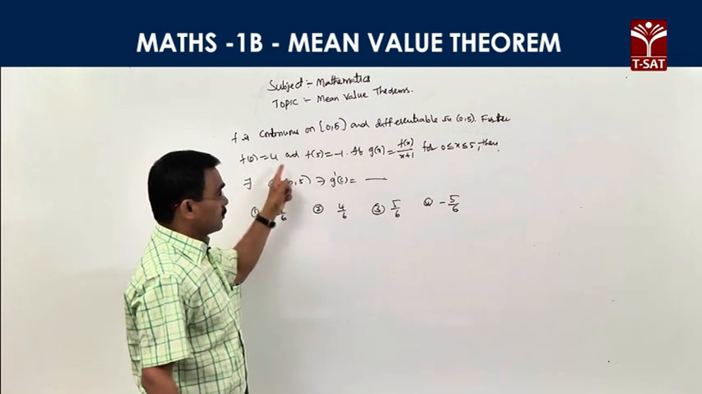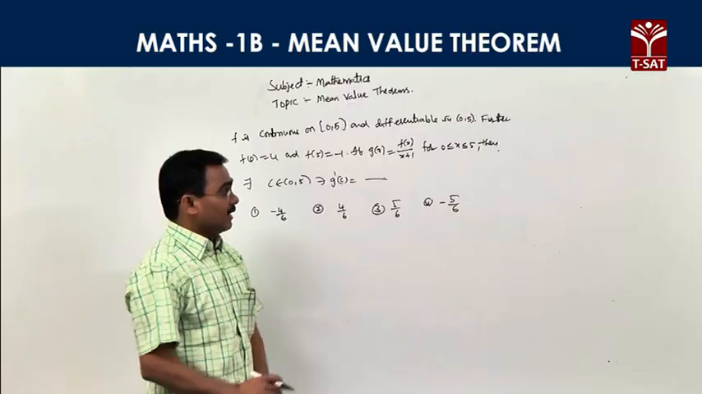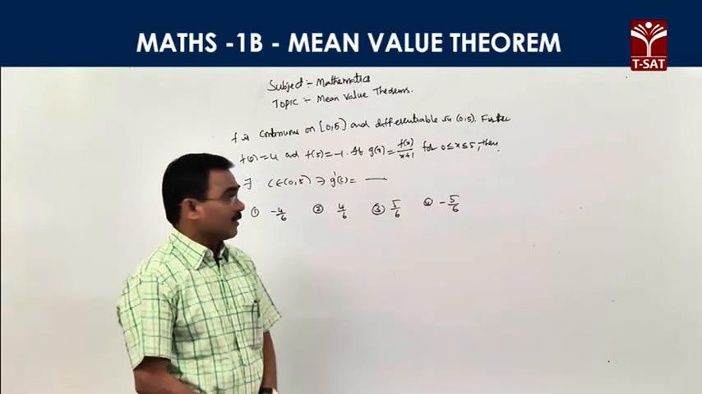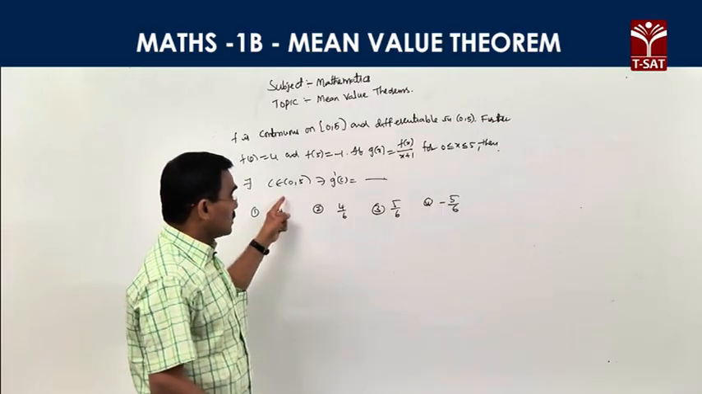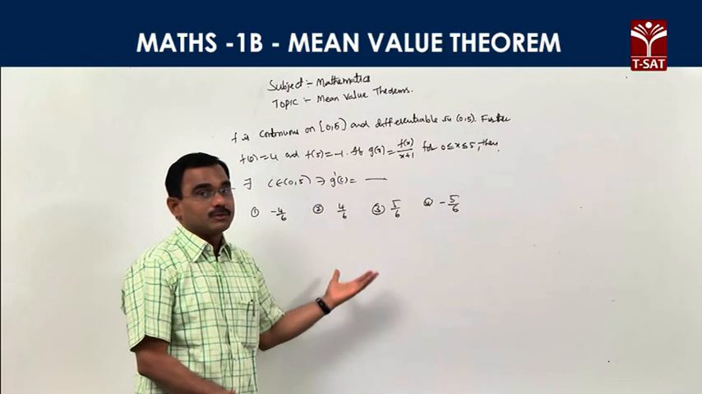Further, f of 0 is 4, f of 5 is minus 1. If g of x is defined by f of x by x plus 1 for 0 less than or equal to x less than or equal to 5, then there exists a point c belonging to open (0, 5). Then what is g dash c equal to?